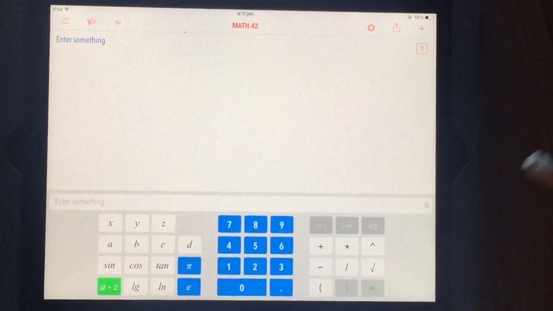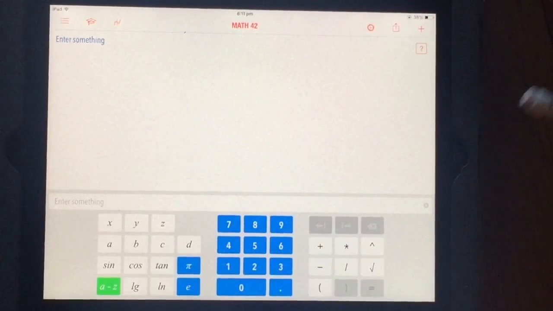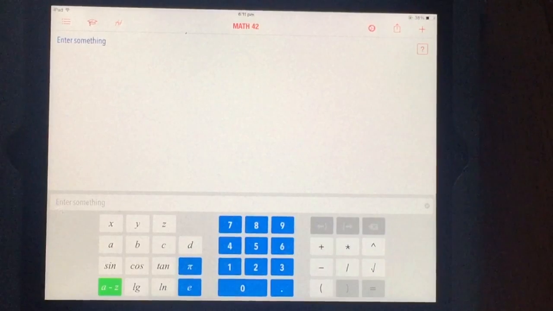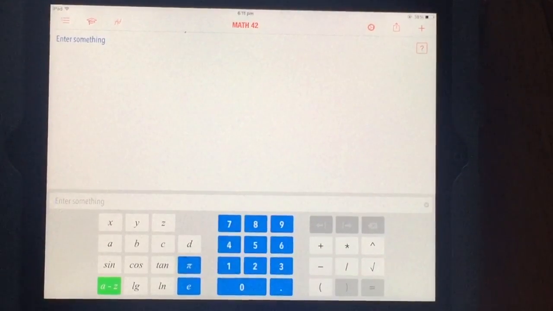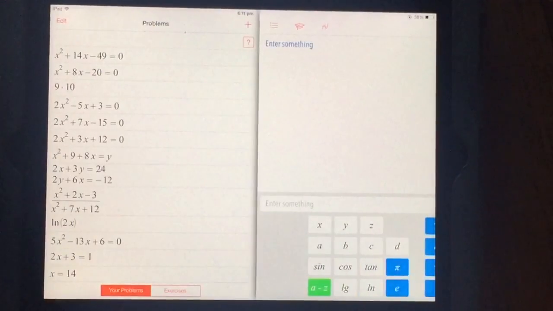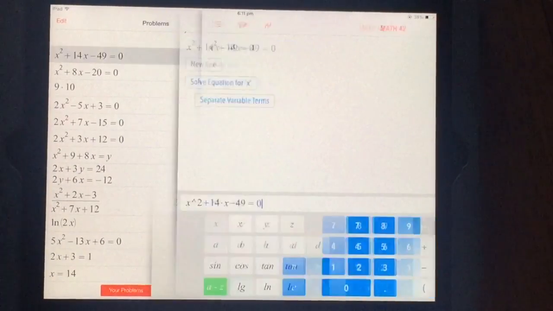So once you've opened the app, this is the interface that you're going to see, where you can input different equations and expressions. And in the top left, you can select this drop-down menu where it saves all the different equations that you've used. So let's go ahead and complete the square for this first one.